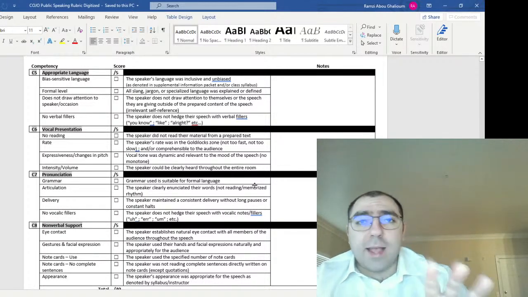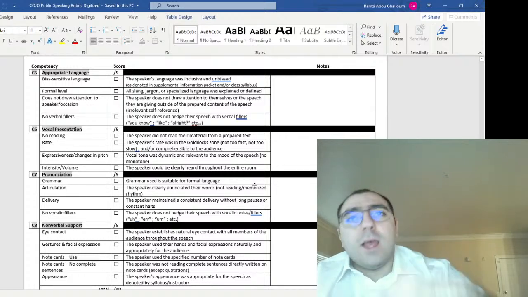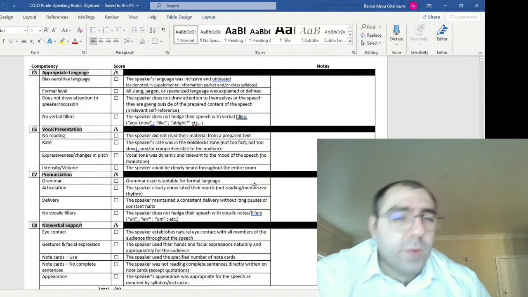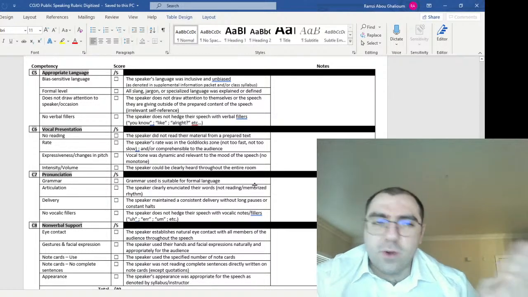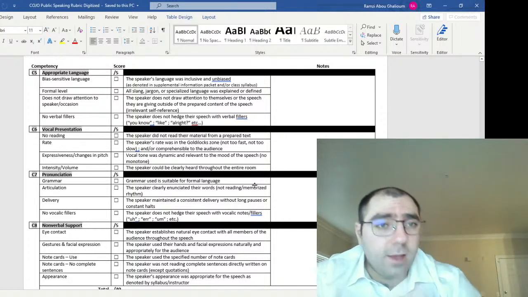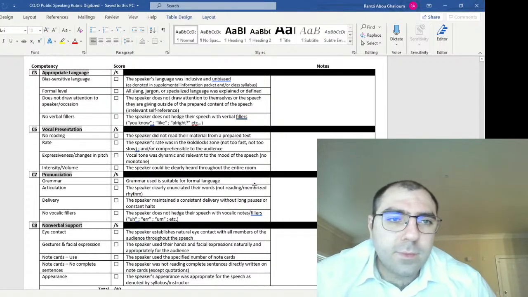A speech, like I keep saying, is essentially a performance, an informative performance. So there's no reading. Reading, once again, gets you docked points for that criteria. It also gets you docked points for preparedness, for practice, for a whole host of things. So don't make me have to deal with that.